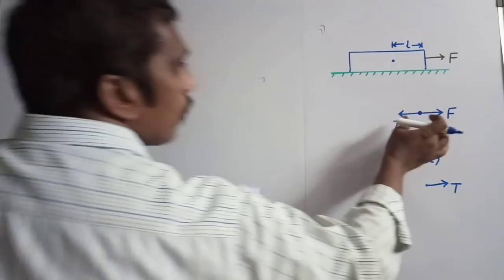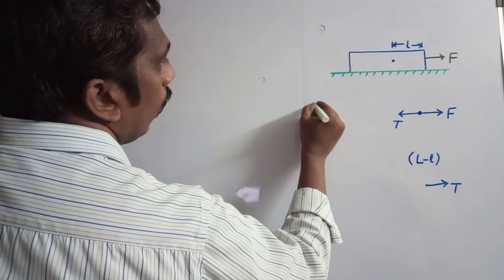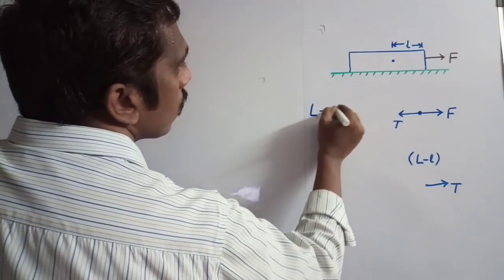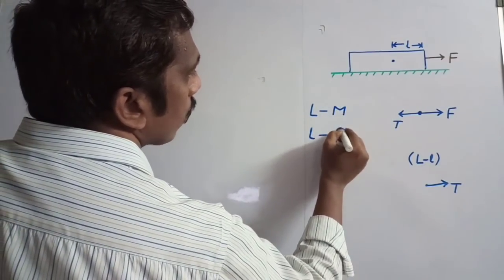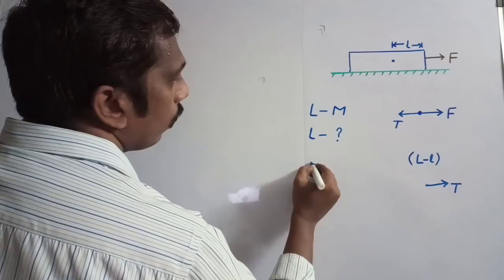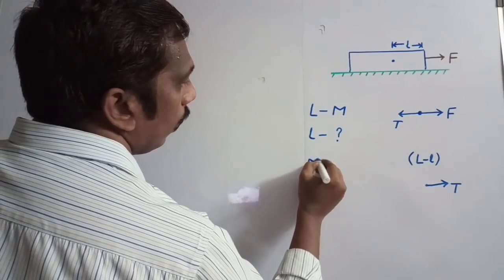Then what is the mass of this portion? We know in capital L length, mass is capital M. In small l length, what is the mass? In small l length, mass is taken as m1.